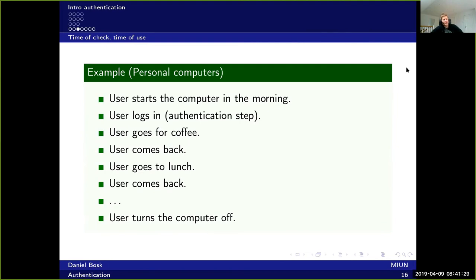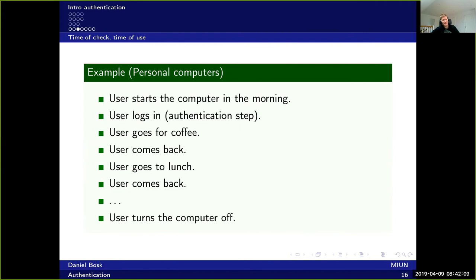Now, if we consider another example, for instance, personal computers. So usually a session might look like this. The user starts the computer in the morning, the user logs in, which is the authentication step using the username and password. And then the user goes for coffee, the user comes back, the user goes to lunch, the user comes back, and in the evening, the user turns off the computer. This is the case for many people, actually. I've seen that. It's quite common.